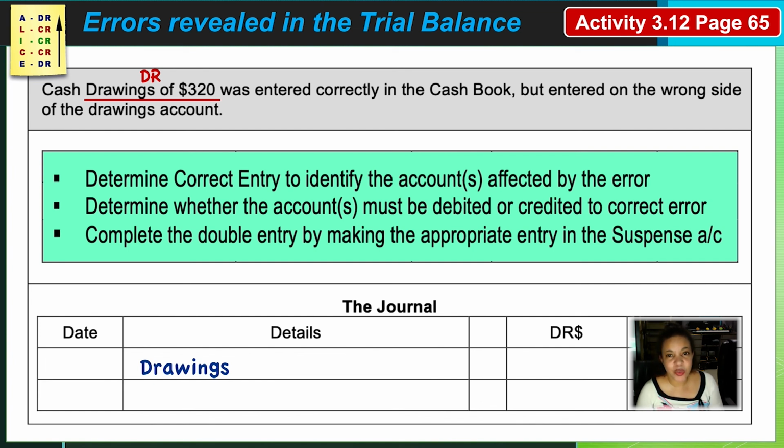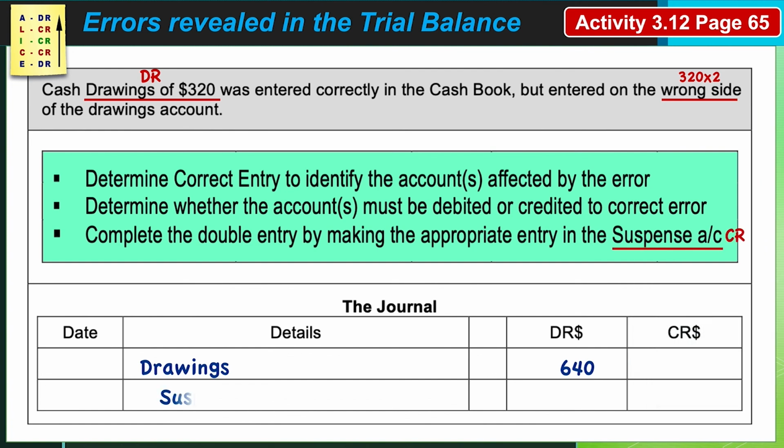Since it was the wrong side, the wrong side means that we have to double the amount. Just like we did for complete reversal of entries, we double the amount. The first 320 is to take it out of the wrong side. The next 320 is to enter it on the correct side. So the amount will be 640: debit drawings 640, credit suspense account 640. And there we have some examples of these errors.